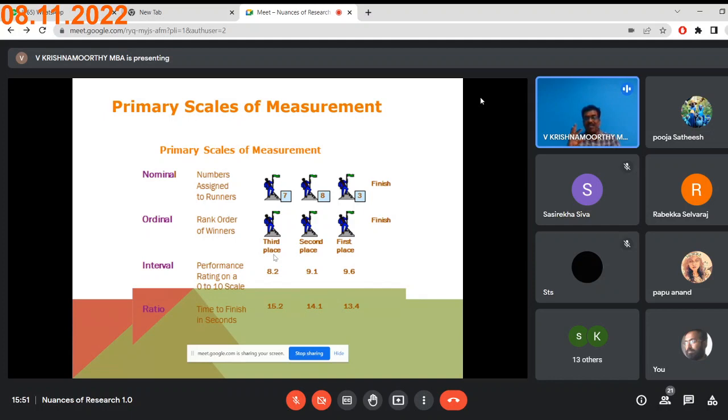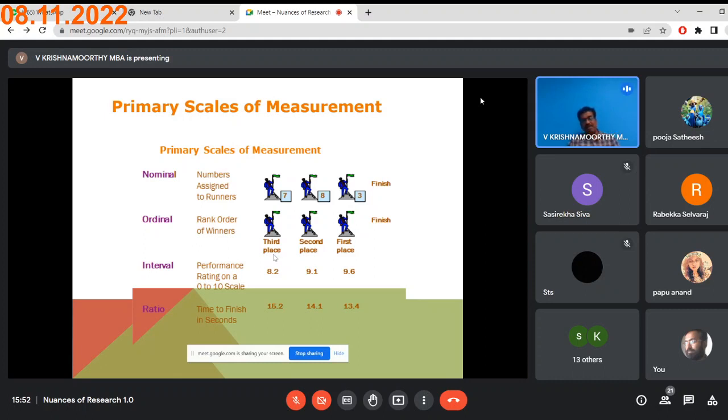But this is not a correct way of getting responses from the respondents. Instead, you can ask this question. What's your opinion about coffee? On a 5-point scale. Excellent, 5. Very good, 4. Good, 3. Not okay. So you can give some value.